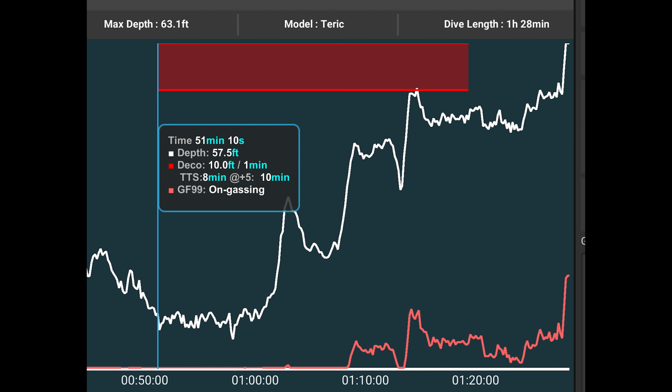This shot shows the moment I go into deco. You can see I have a mandatory stop at 10 feet for 1 minute, and I'm still on-gassing. My surface GF value would have been at 85% based upon my computer settings.